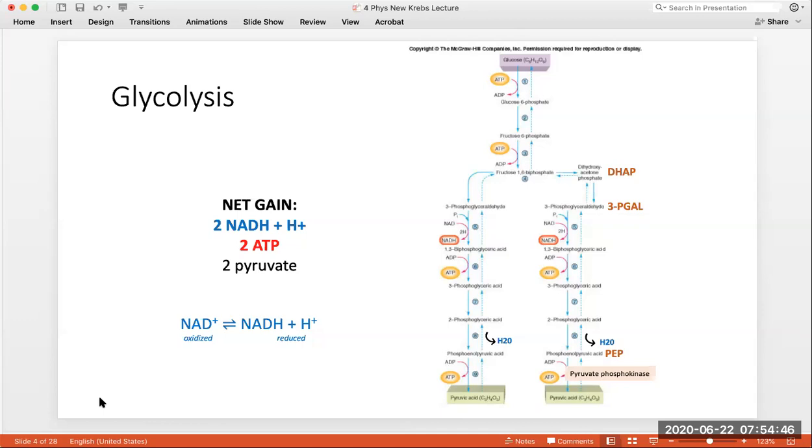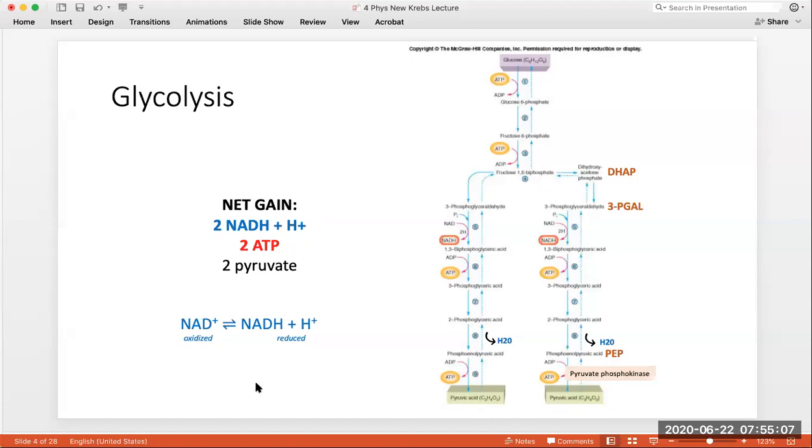Okay, so this is where we left off last time. This was our final slide for glycolysis. Again, for glycolysis, you start with 1 mole of glucose. At the end of all of the steps, you end up with 2 pyruvate. Remember, pyruvate and pyruvic acid are the same thing. 2 ATP and 2 NADH plus H plus.